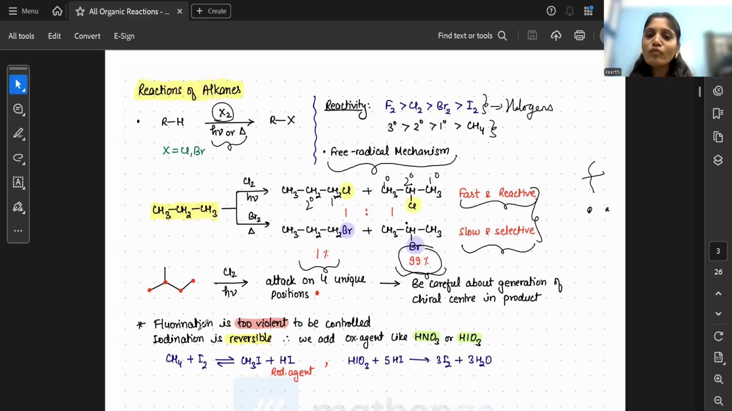Now when we go with the fluorination part, fluorination is too violent to be controlled. Because it is violent and we can't control it, we usually avoid doing fluorination. Why do the reaction and get into trouble? So we don't usually do the fluorination reaction.